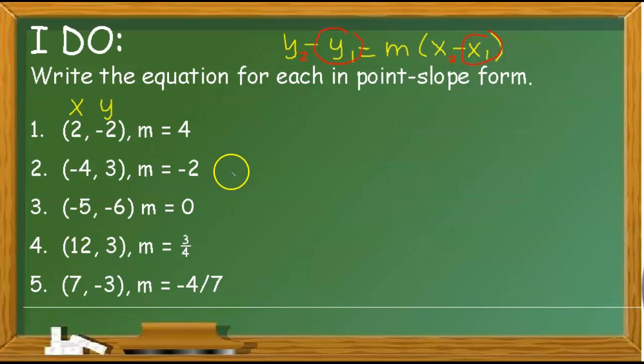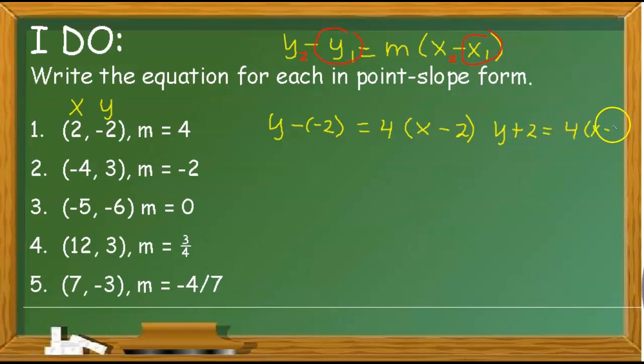So let me show you what I'm talking about. All you have to do is say y minus your y value. And in this case, your y is a -2, so I'm going to put parentheses there. Then m, and then x minus, that's in the formula, your x. The only other way of writing this is to simplify the double negatives and write it as y plus 2 equals 4 times x minus 2.